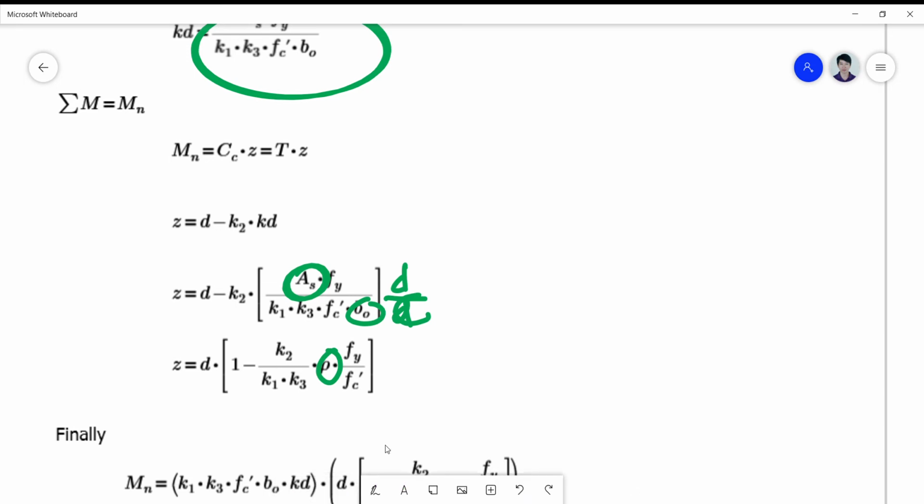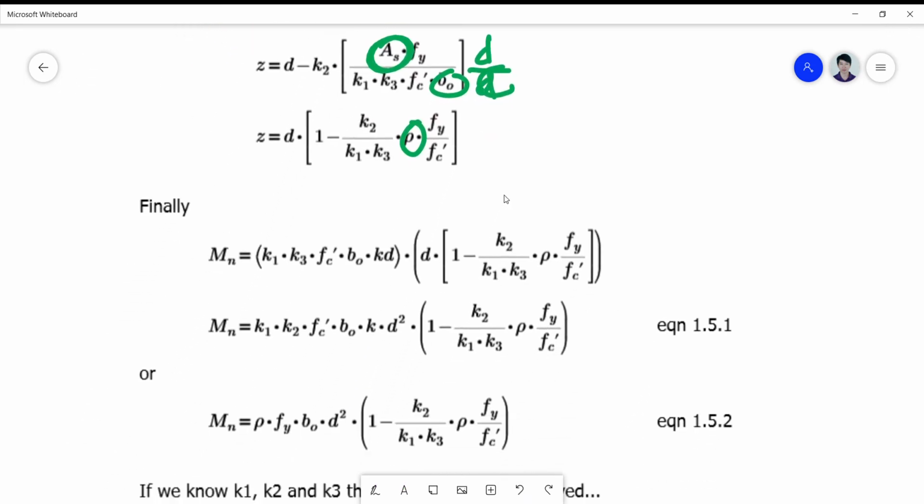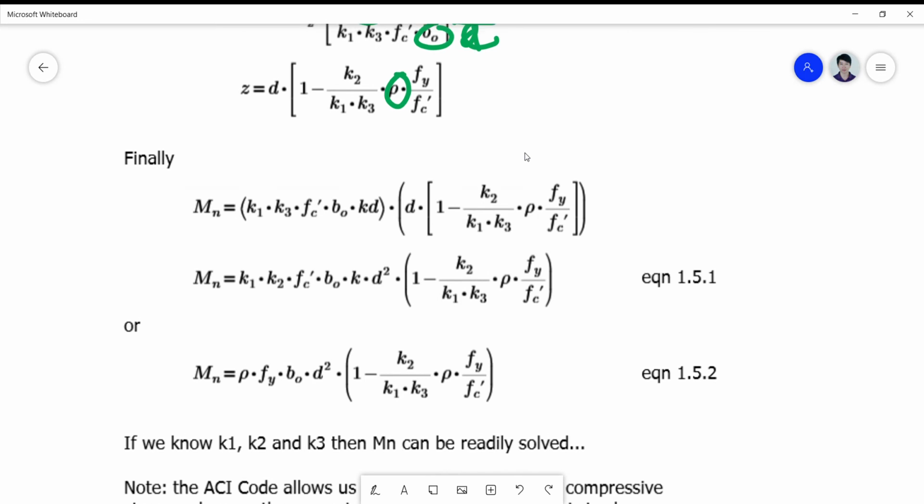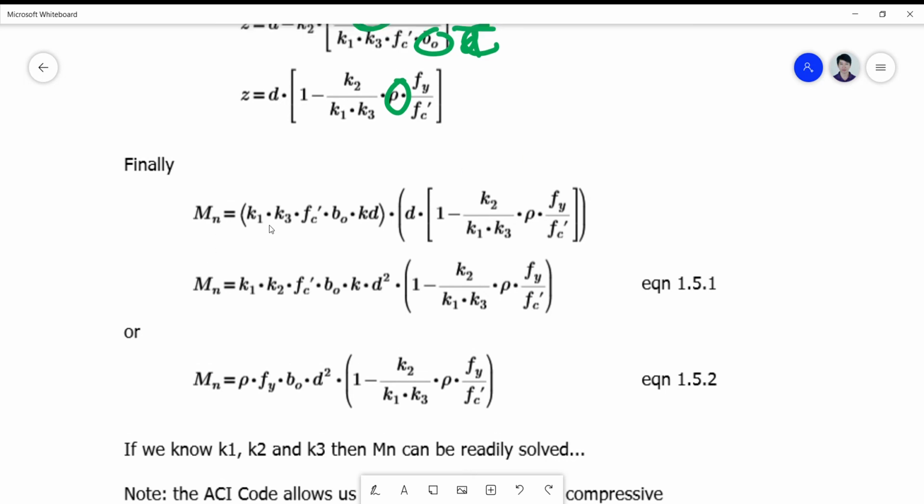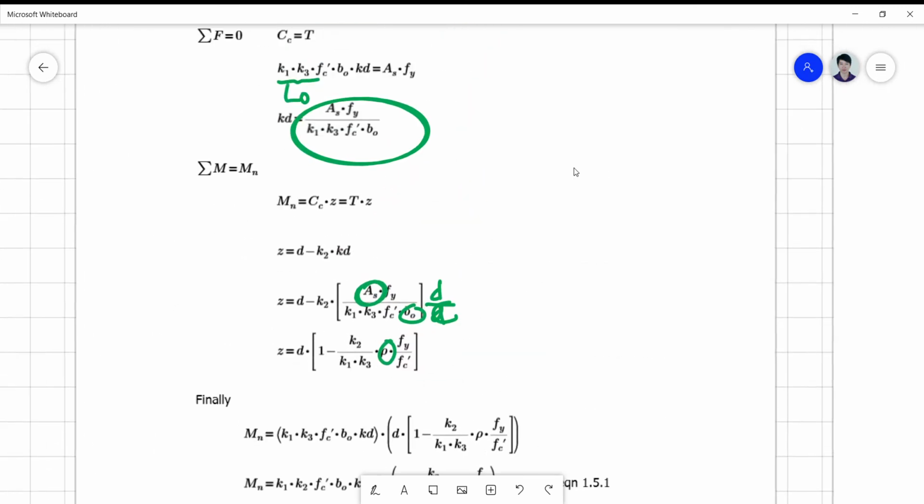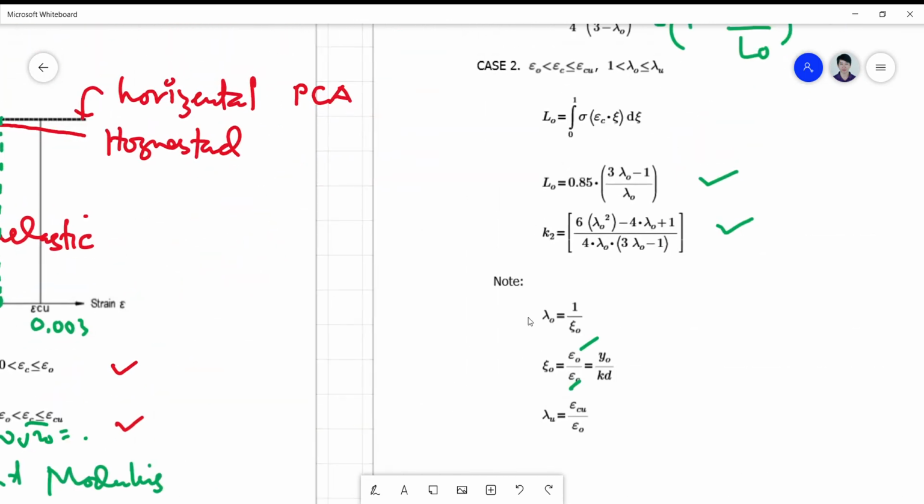Okay, so I will no longer elaborate on that. I asked that so that you will not get bored. Okay, so Mn now is K1, etc., blah blah blah. So these two equations here on top, equations 15.1 and 15.2 here.